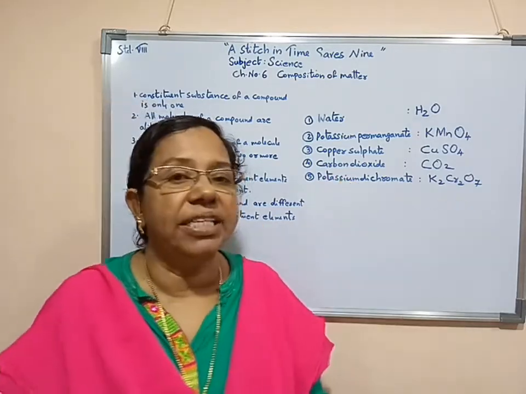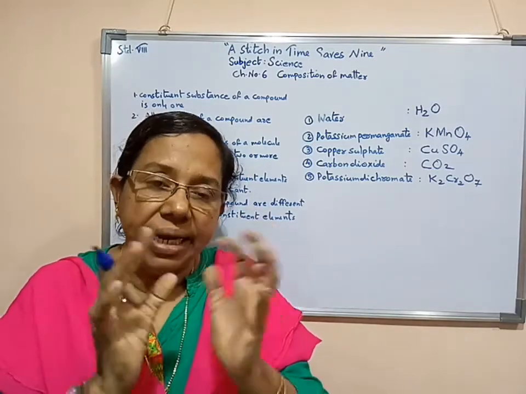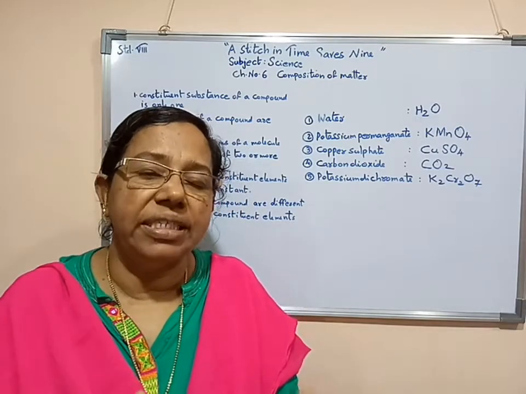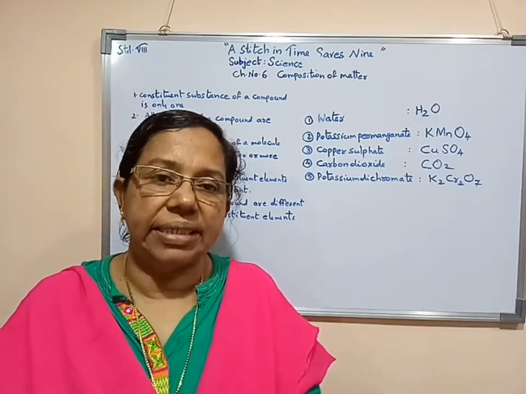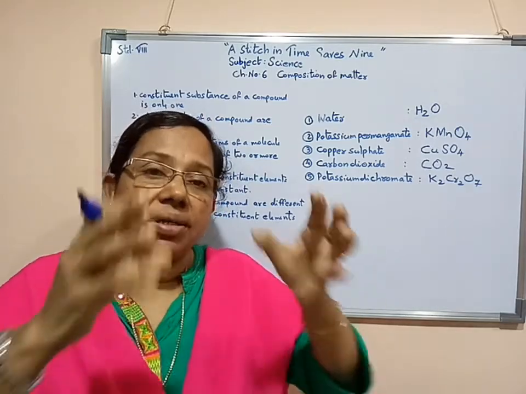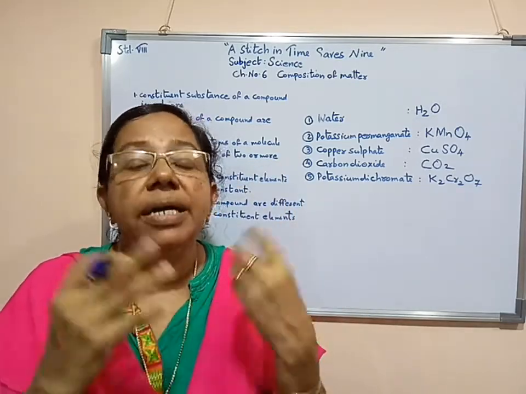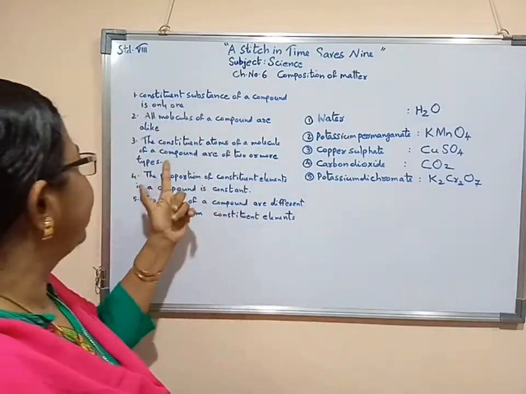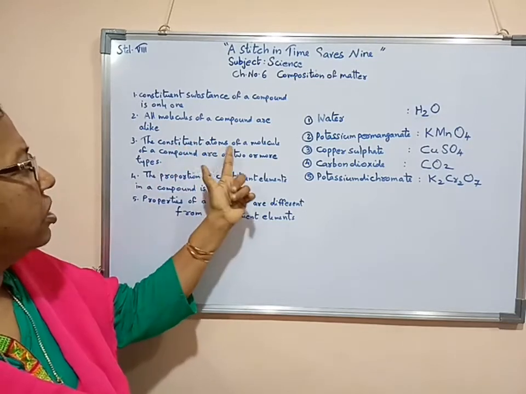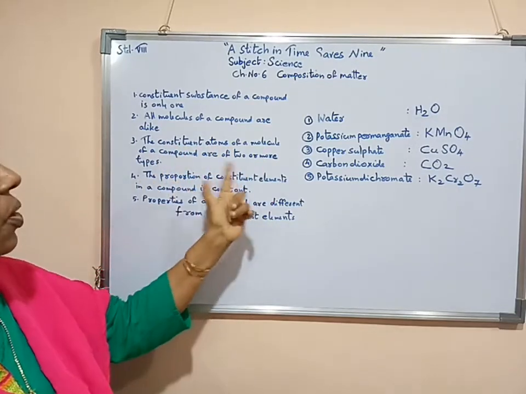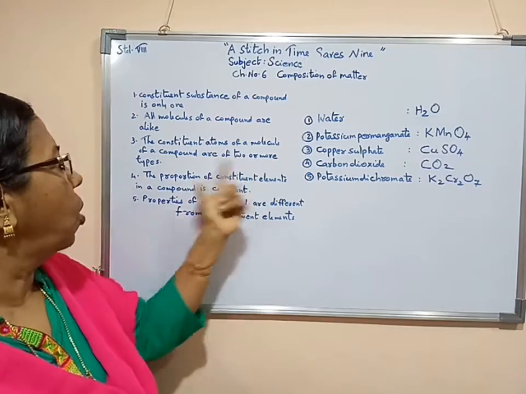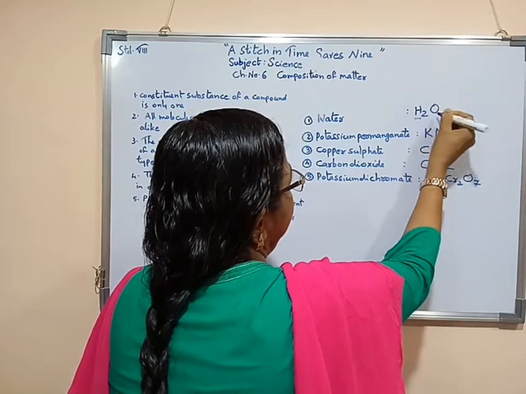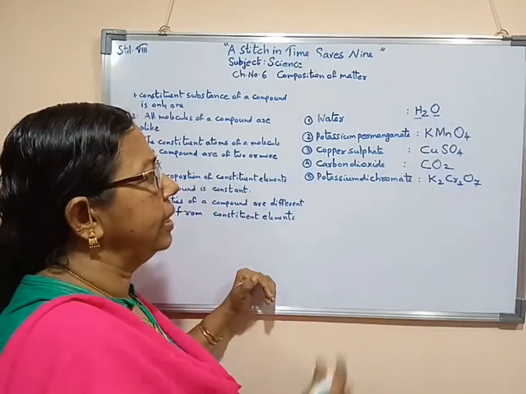Now if you are thinking of potassium dichromate, in a container or in a box, if you are taking potassium dichromate crystals, that container will contain potassium dichromate molecules, and all will be alike. Now we will think of the third point. The constituent atoms of a molecule of a compound are of two or more types. We can see here, water is made with the help of hydrogen as well as oxygen.